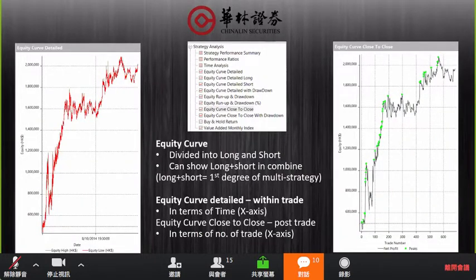Okay, and now we look at the strategy analysis. Another part is called the equity curve. If you try to click into the strategy report and click on the items available, there are a lot of charts for you to look at. Most important, you have to differentiate these two charts. For one, the x-axis is date, so it is time based, and the other is based on the number of trades. Most of the time, these two charts will look very similar.